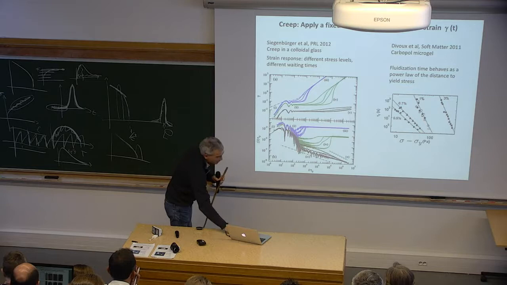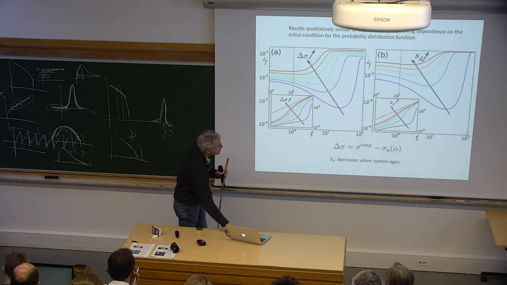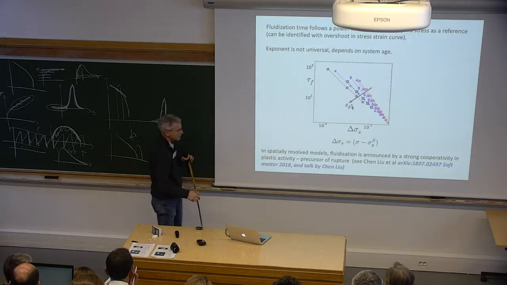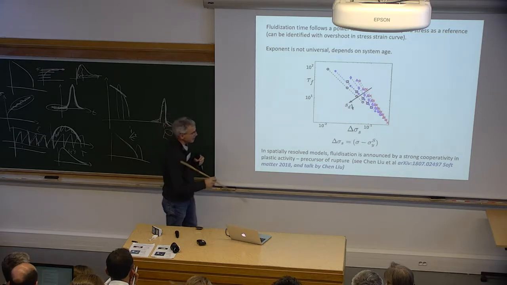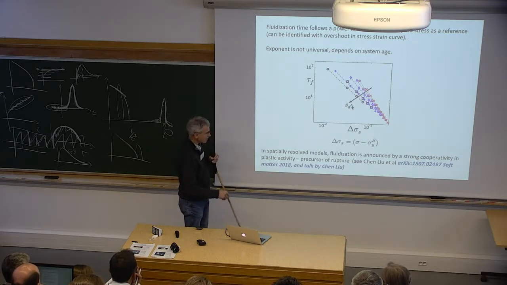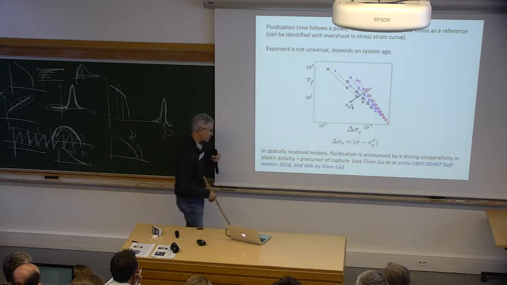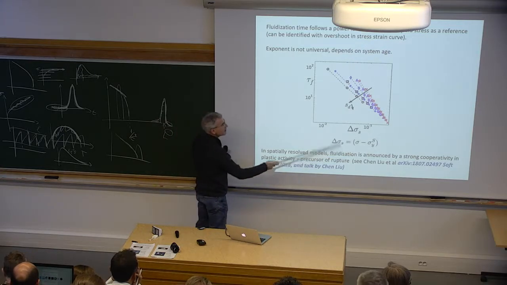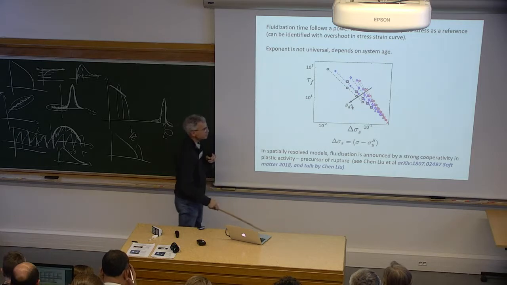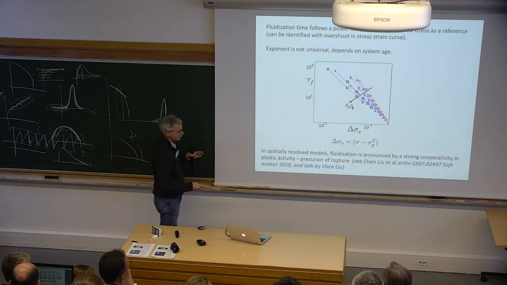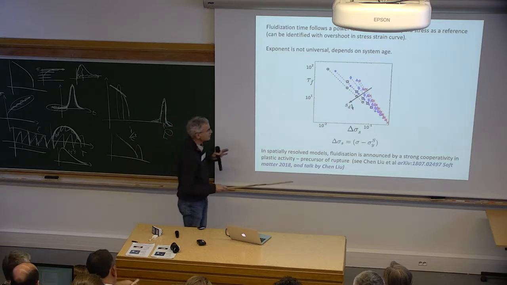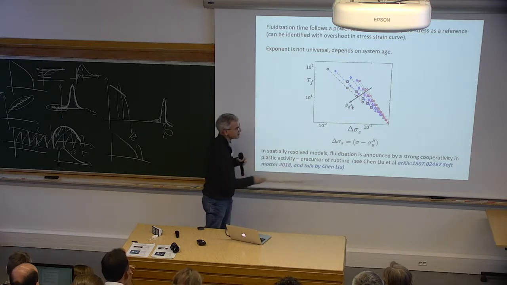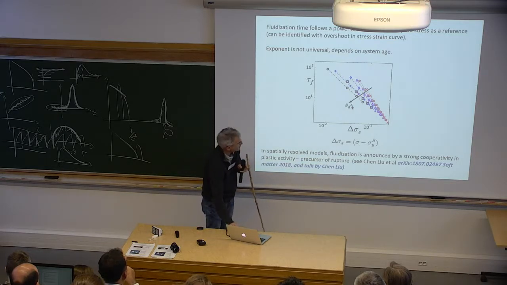So the only point I want to make here is that we can reproduce the same type of behavior using the kind of elastoplastic models I was describing before. We can reproduce the dependence on age of the system, but also, and Chen Liu will discuss that this week actually, fluidization is announced by strong cooperation, and the fluidization time is very non-universal as a function of the state of the system. So you can't find some kind of power law that describes fluidization time as a function of the distance to yield stress, but this is very dependent on the preparation of the system.